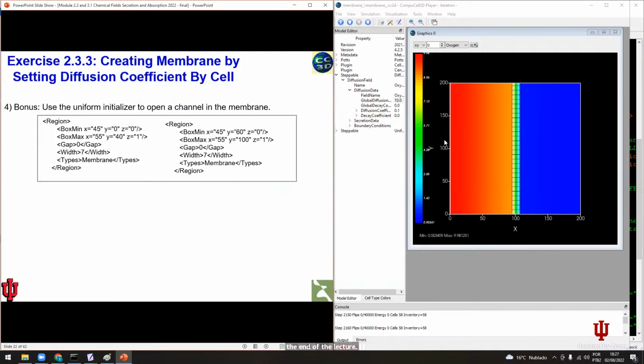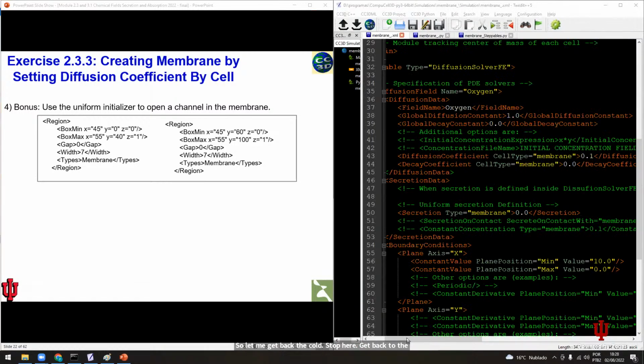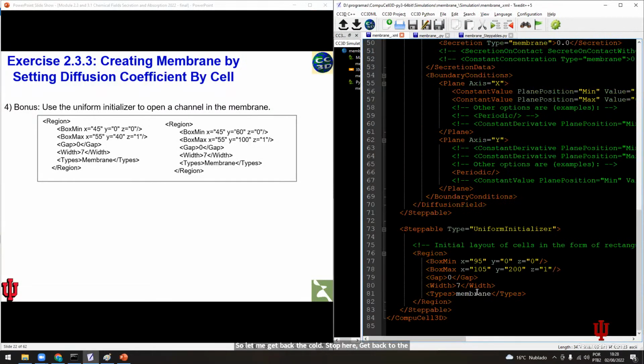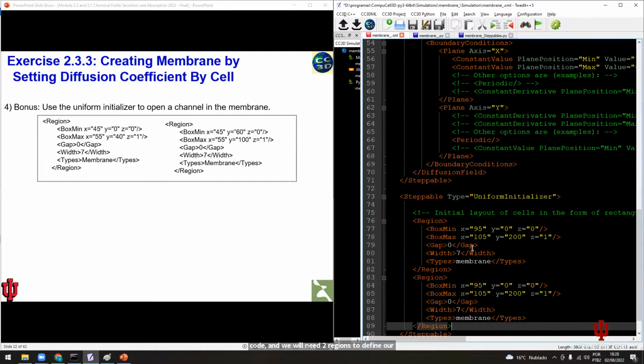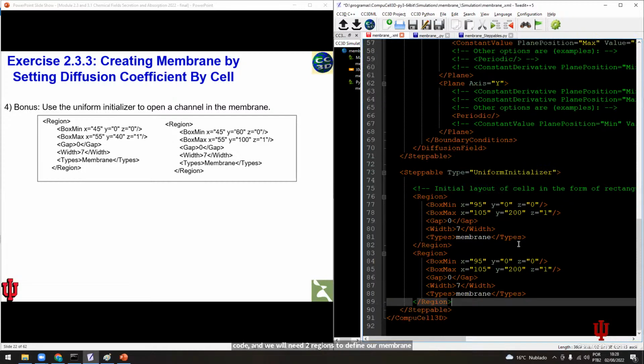Okay. Now we want to open the channel and see what happens. So how do we open the channel? How do we open a hole in the membrane to allow the field to pass? So let me get back to the code. Stop here. Get back to the code. And we will need two regions to define our membrane, because it will be like two pieces, right? The whole is actually two membranes, one over the other, in two pieces. So how do we do this?